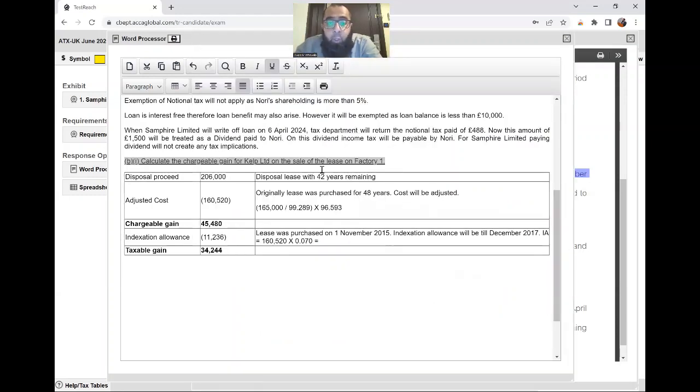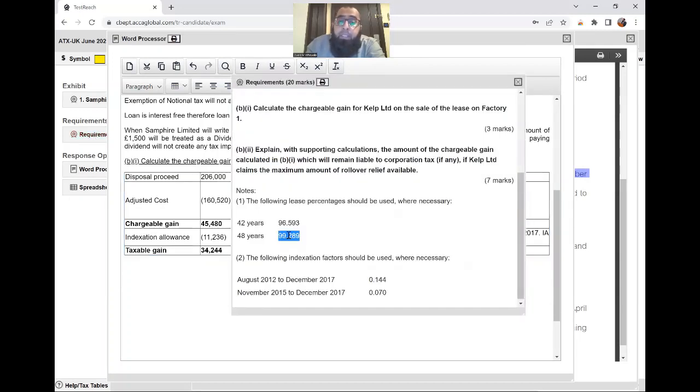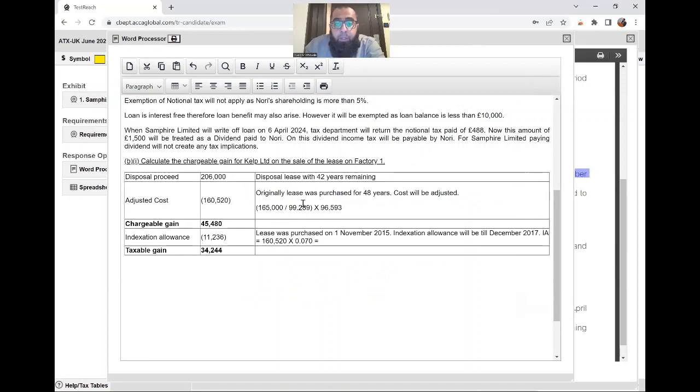So, cost 165,000 divided by 48 years multiplied by 42 years. Here are the lease percentages: 48 years, 99.289, and 42 years, 96.593. So this is the adjusted cost, chargeable gain, indexation allowance. The lease was purchased in November 15. It was sold in 2021, but the indexation allowance is frozen in December 17. You know that, and if you don't know, it's better to revise it. And this gives us the taxable gain.